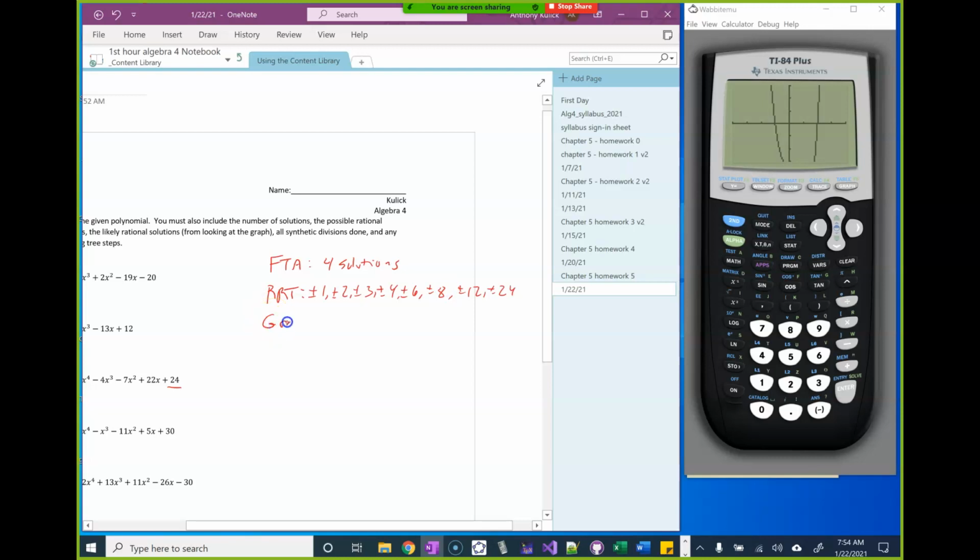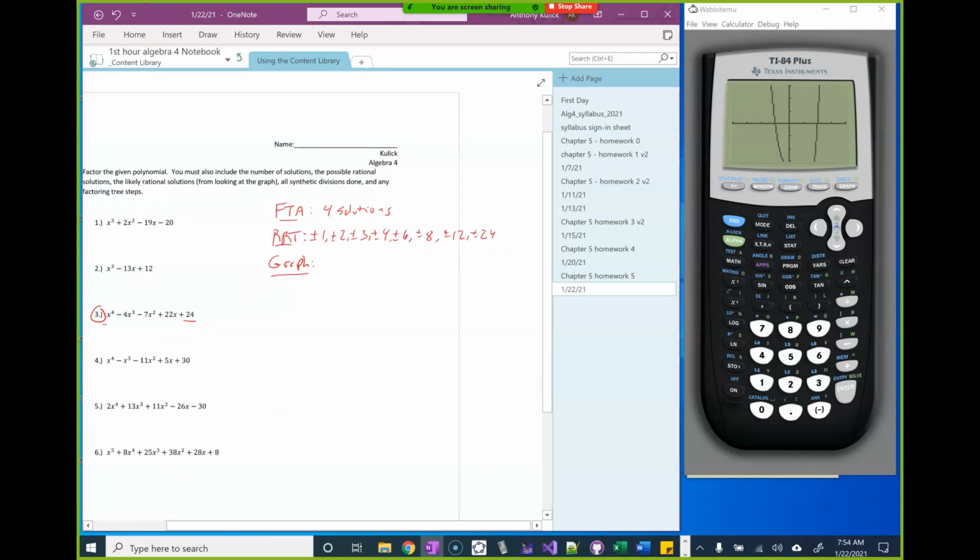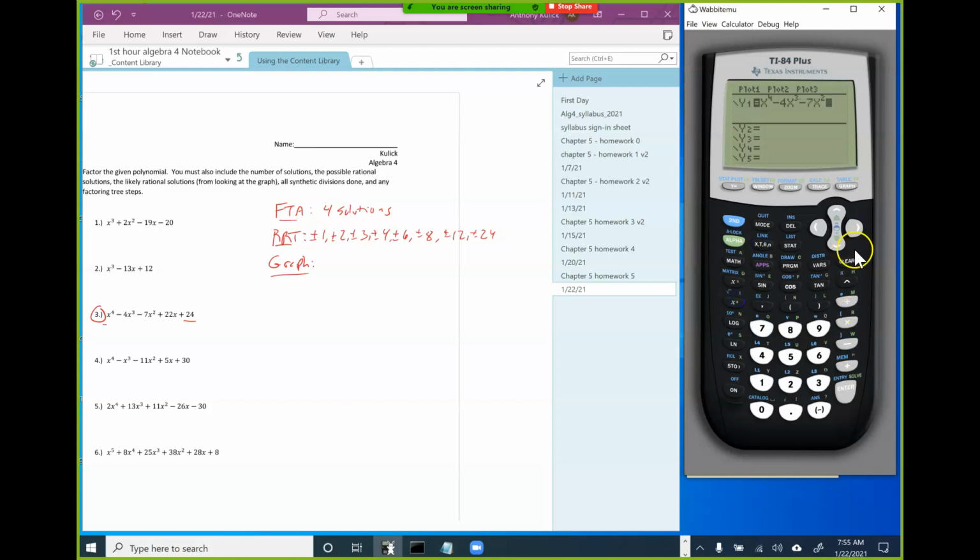And then to figure out which one of those factors I want to use, I'm going to have to look at the graph of this polynomial. So I'm going to type that into my calculator exactly as it's written. So I have x to the 4th minus 4x to the 3rd minus 7x squared plus 22x plus 24.